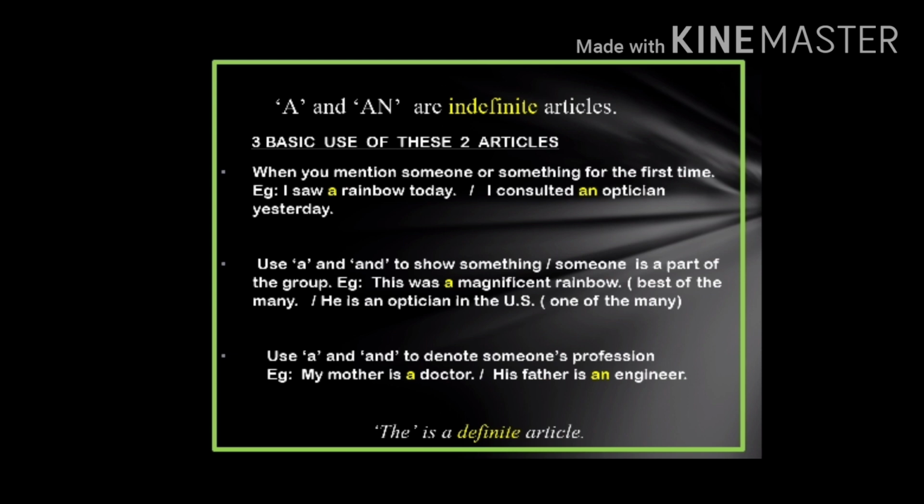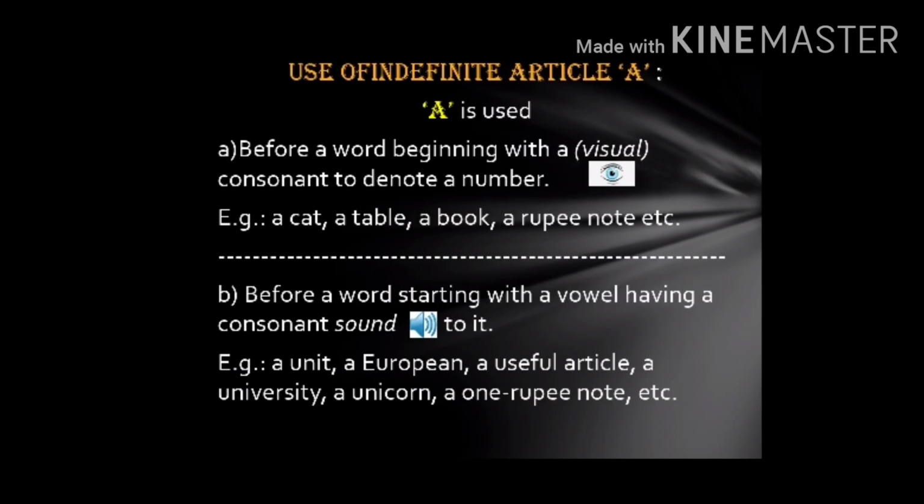Now I'll be telling you the use of the indefinite article a, and how a has to be used. Before I start this, please keep in mind that whenever I talk about visual, that means what the alphabet looks like. But when I talk about sound, I'm talking about what the alphabet sounds like. In the next 2-3 slides I'll be talking more about the visual and the sound, so I want you to understand that part.